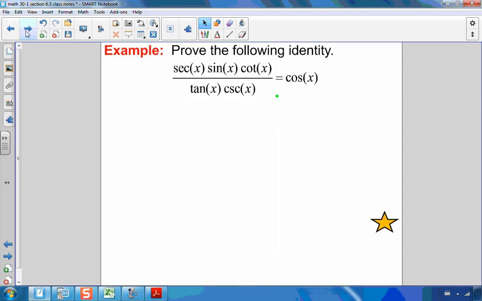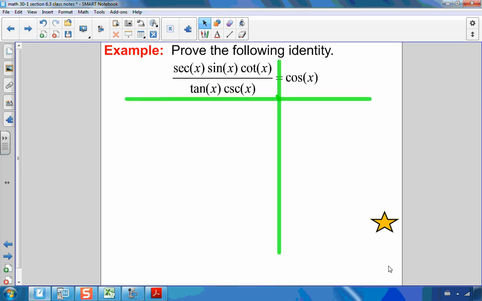Okay, another one here. So this one here looks really fun, doesn't it? Lots going on here. So let's do a big line down the middle. And I think we should start with the right-hand side. Just kidding, because there's only a cos there. What can you do with a cos, right? We're going to start on the left side.